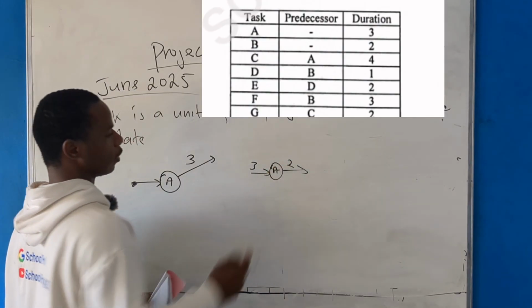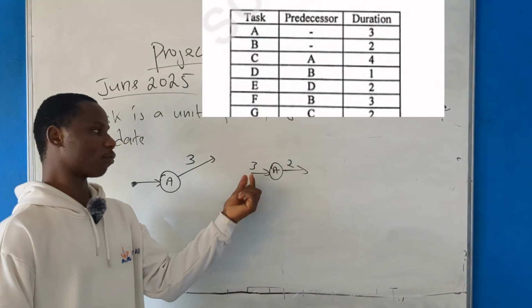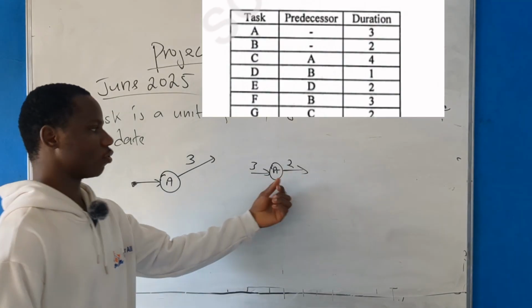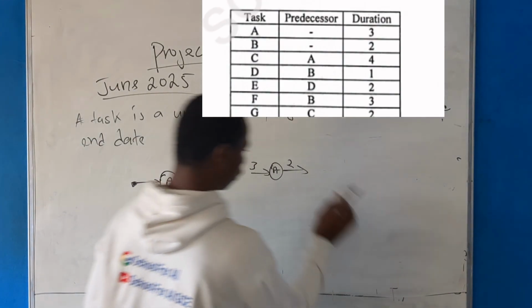So, they ask, let us say it's A. They ask what the duration of task A is. Someone will come and take this 3. No. So the duration is... always look at the arrow moving forward.